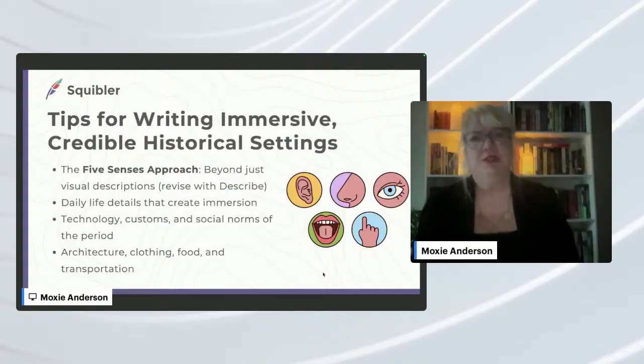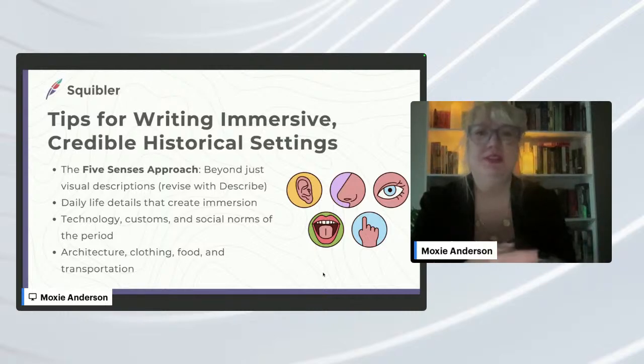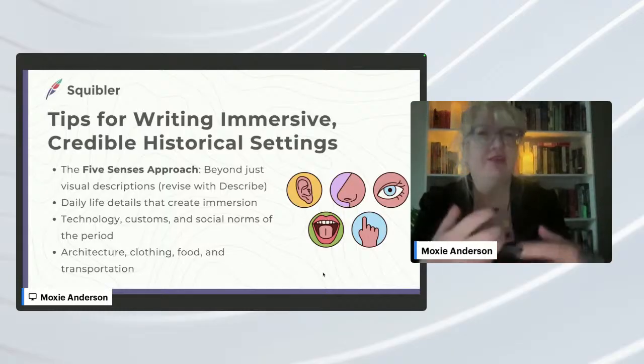So that's with characterization. Here are some tips for writing immersive and credible historical settings. You want to think about using the five senses approach. Oftentimes, as writers, we focus on visual descriptions, but think about what else people think about and read.